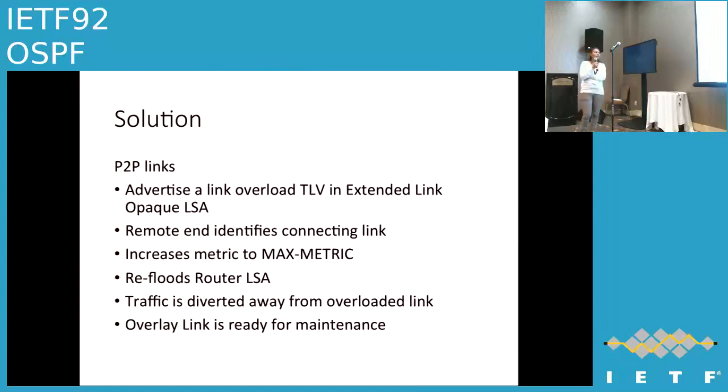So the remote end identifies the connecting link, increases the metric of that link to max metric, and then refloods the router LSA. Because the link metric is increased, traffic is diverted away from the overloaded link to an alternate link, and so the overlay link is ready for maintenance. This is a solution for P2P links.